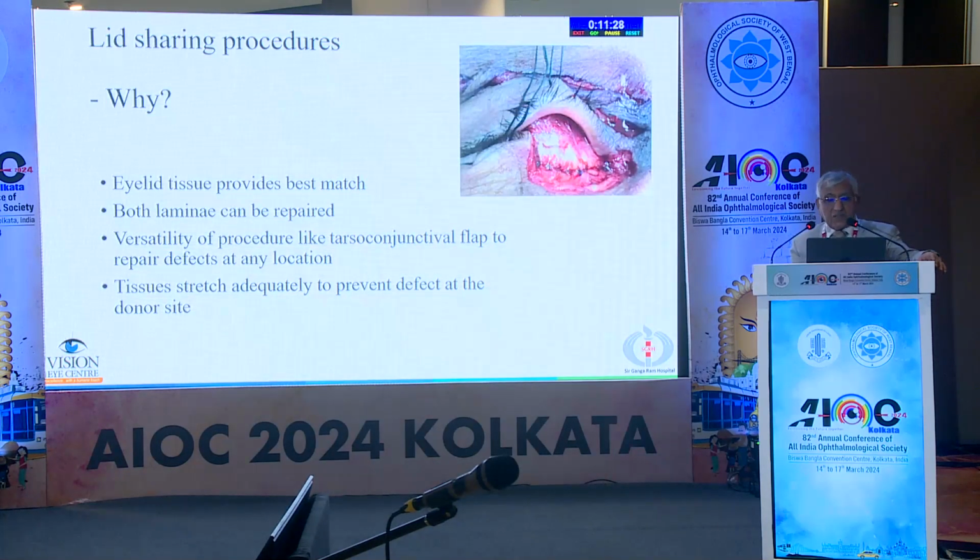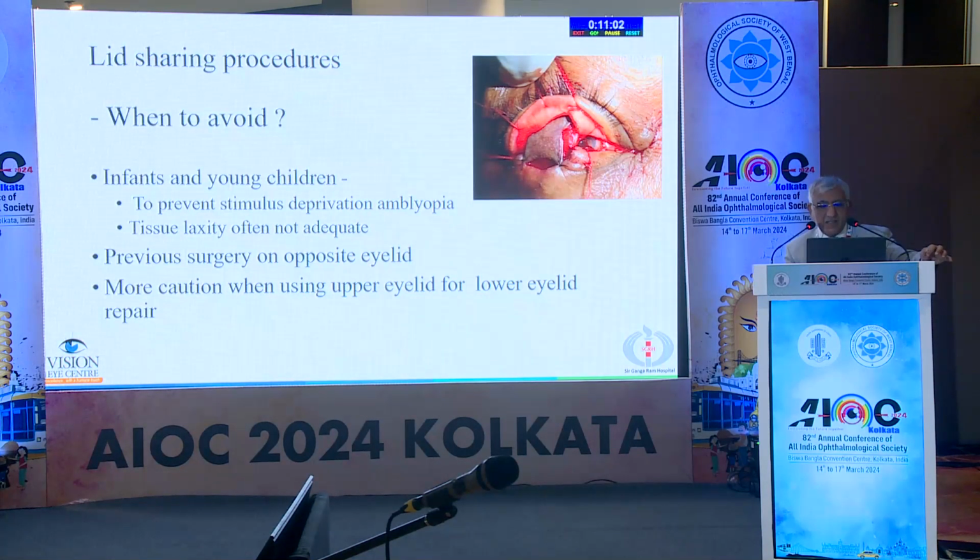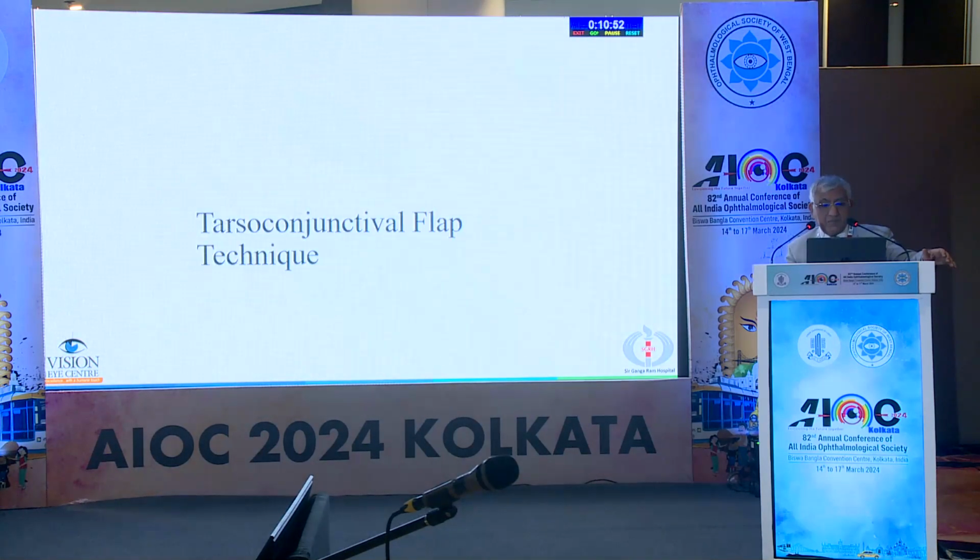So what are the advantages of the lid sharing procedures, which we'll now talk about? The eyelid tissues would provide a good match. They often can give you both the laminae. A procedure like a tarsoconjunctival flap is an extremely versatile flap which can be used for lateral canthus, medial canthus, upper lid, lower lid, and over a period of time, the tissue stretch takes care of any shortcoming that you may have created, but you of course need to avoid them in young children, and if there has been any previous surgery or trauma in the other opposite lid.